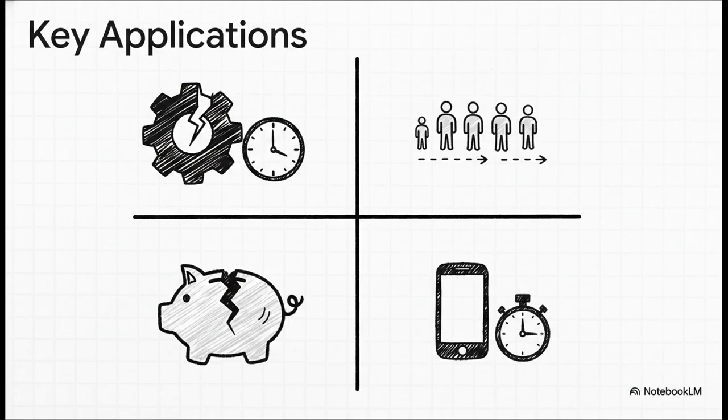In reliability engineering, it models how long until a machine part breaks down. In business, it's used in queuing theory to describe the time between customers arriving in a line. It's even used in finance to model the time until a loan defaults, and in telecom to model how long phone calls last. It's incredibly versatile.